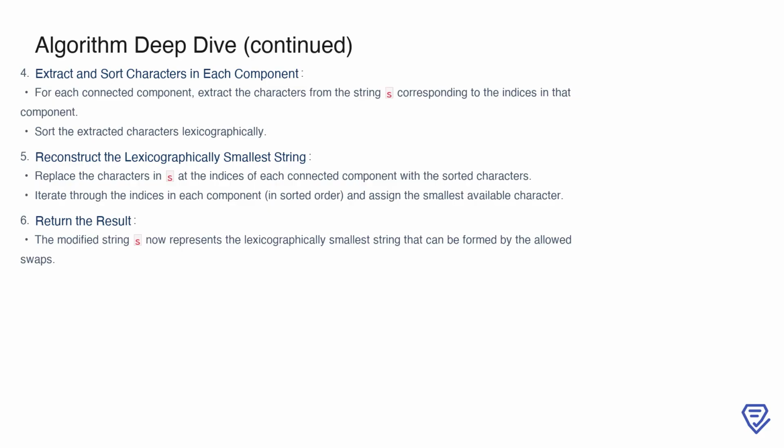Once we have identified the connected components, the next step is to extract and sort the characters within each component. For every connected component, we look at the indices it contains and retrieve the corresponding characters from the string. These characters are then sorted lexicographically to ensure the smallest possible arrangement.